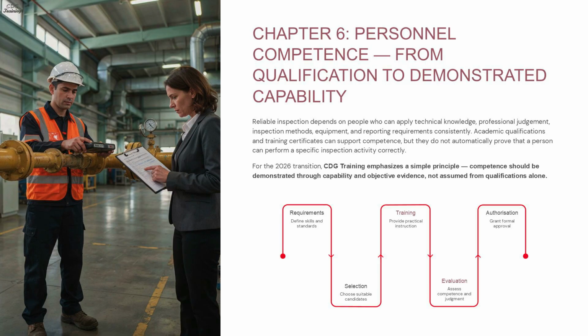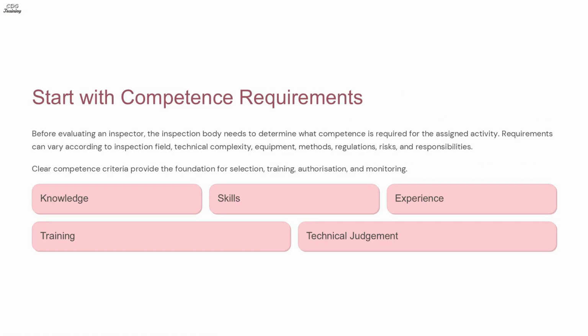Only after a person can perform a specific inspection activity correctly can they be considered competent. Before evaluating an inspector, the inspection body needs to determine what competence is required for the assigned activity. Requirements can vary according to inspection field, technical complexity, equipment, methods, regulations, risks, and responsibilities. Clear competence criteria provide the foundation for selection, training, authorization, and monitoring.